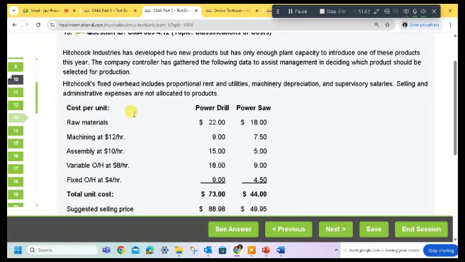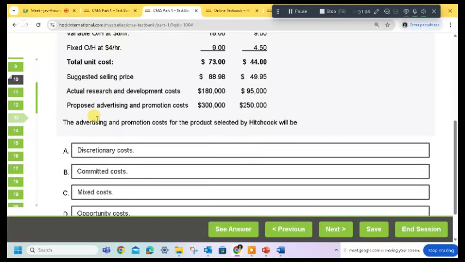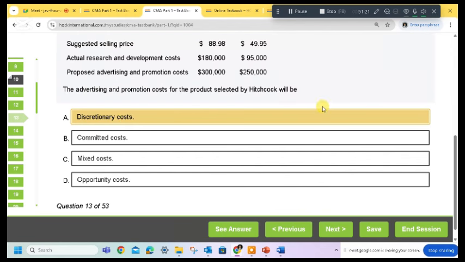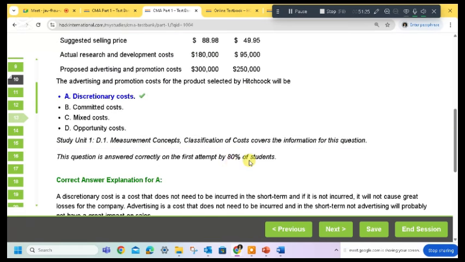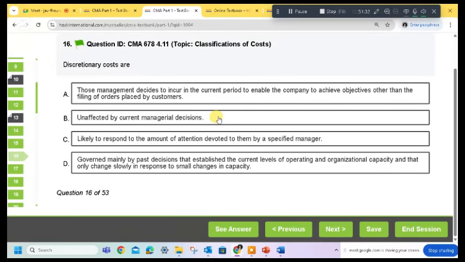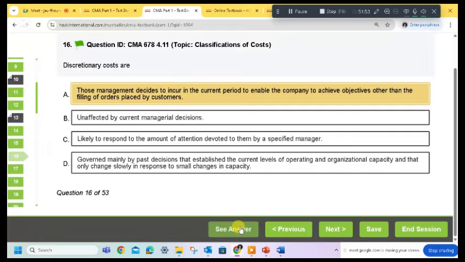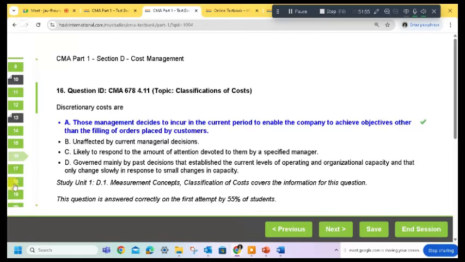A lot of data. Look at the question. The advertising and promotion cost for the product selected by Hitchcock will be which one? Advertising and promotion. What do you think? Correct. Discretionary cost. You don't even have to see the numbers. Straight away you can answer. Oh, another one on discretionary cost. Yes. Correct.